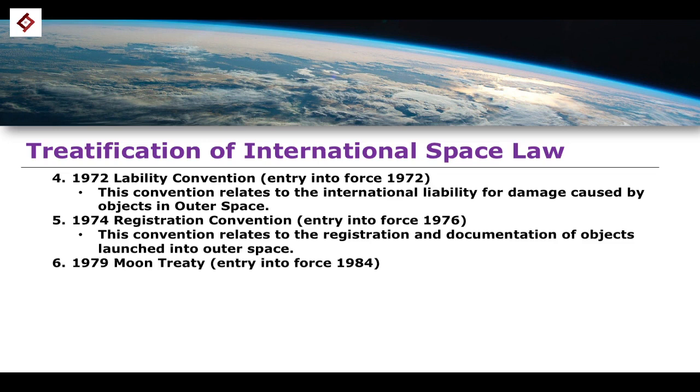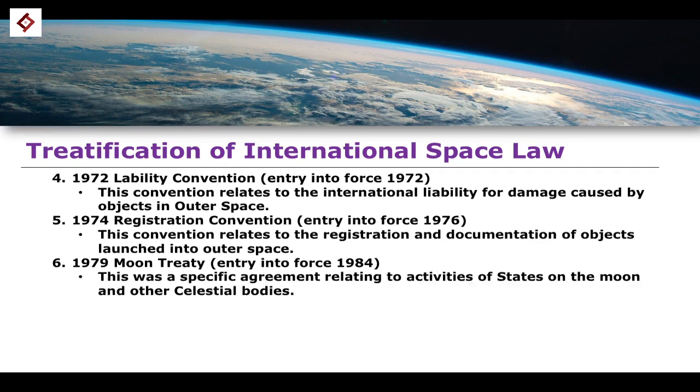And then finally, the Moon Treaty of 1979, which entered into force in 1984. This Moon Treaty is similar in terms of scope to the Outer Space Treaty, but applies specifically to the activities of states on the Moon and other celestial bodies. Now, while the Outer Space Treaty also includes regulation of activities on the Moon and other celestial bodies, the Moon Treaty is specific to the Moon and other celestial bodies.